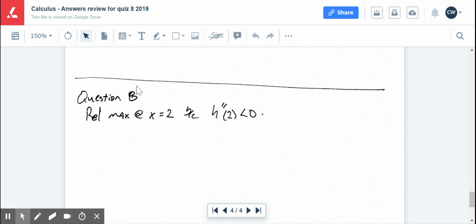All right, question 8. I don't have that in front of me. We had h of 2 equaled something. We had h prime of 2, which equaled 0. So since h prime of 2 is 0, that means it's a critical point. And we had h double prime of 2 was less than 0, which means we're concave down. So that means we have a relative max. So we have a relative max at x equals 2 because h double prime of 2 is less than 0.